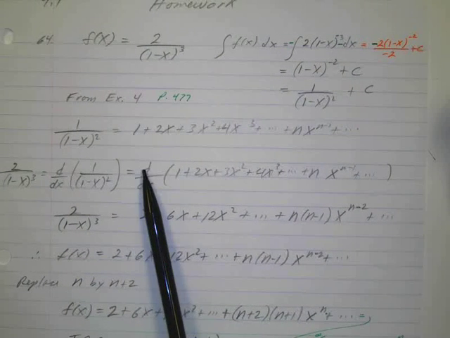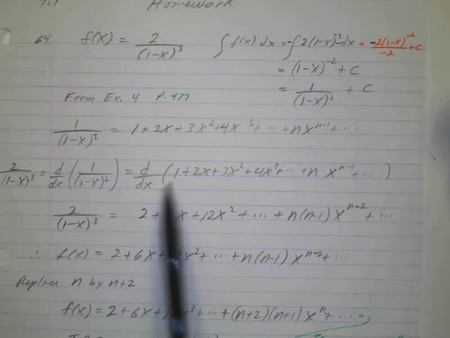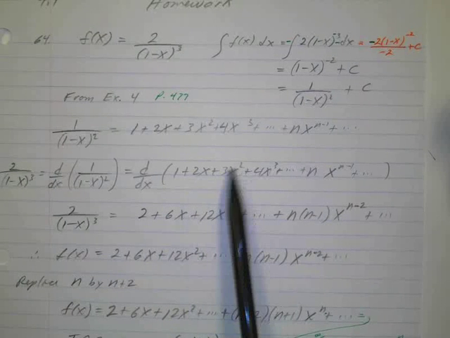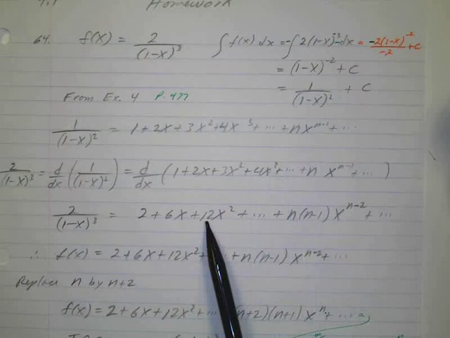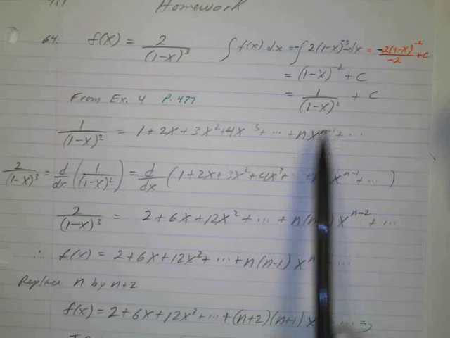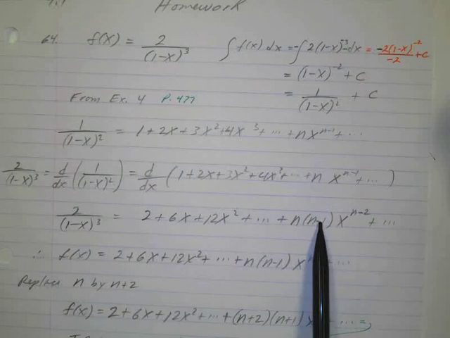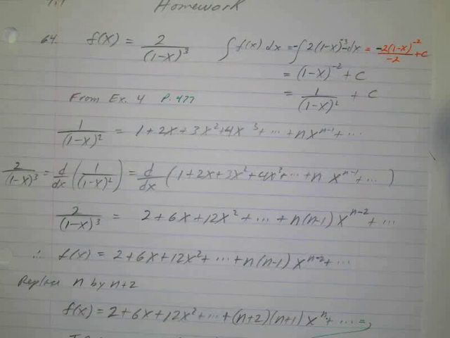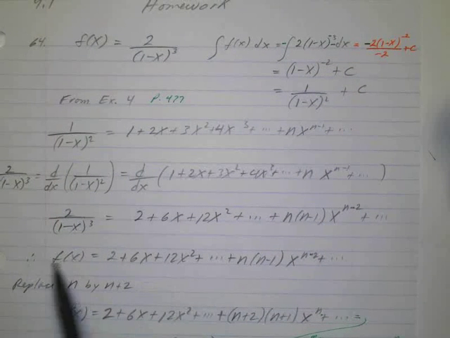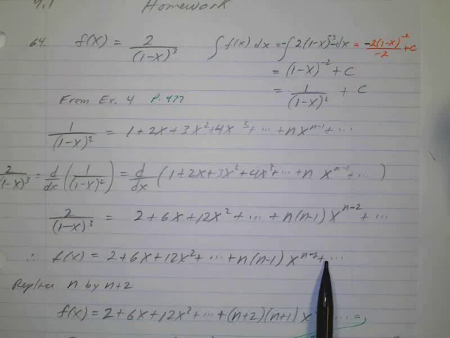If I take the derivative of this series, I can do it term by term. That's easy. That's going to end up being 0, 2, 6x, 12x squared. And then if we go to the general term, that's why it's handy to have the general term. The derivative of the general term is: the n stays there, I multiply by n minus 1, and this becomes n minus 2. So this was my expansion for 2 over (1 minus x) to the third.